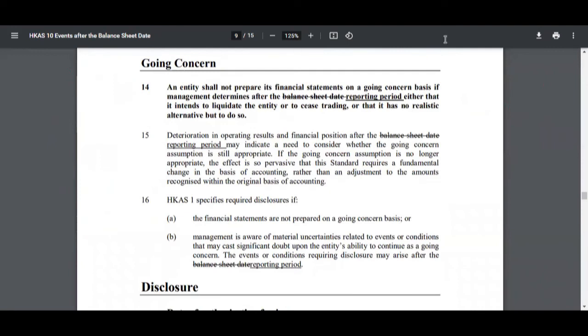Then you can read the part on going concern as well. To put it very briefly, if you decide that you will liquidate the entity or cease trading, or it has no realistic alternative to do so, then you cannot prepare your financial statements on a going concern basis. You will have to report this, and these would be the disclosure requirements for that. There would be material uncertainties related to events or conditions that may cast significant doubt upon the entity's ability to continue as a going concern. The events and conditions that require disclosure may arise after the reporting period. So these disclosures would be really, really important.